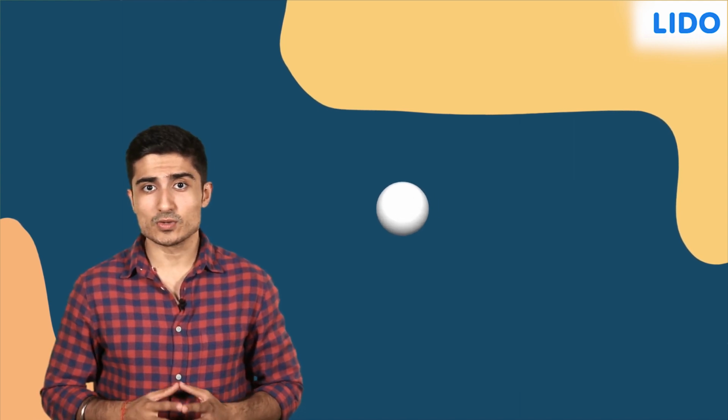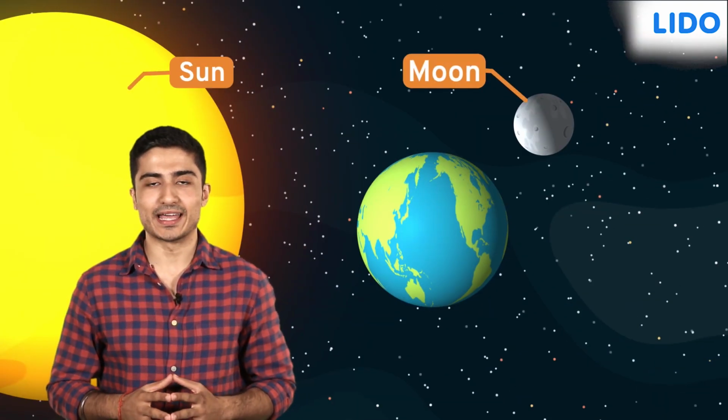As the ball comes closer to our eyes, it appears to be growing in size. And when it goes away, it seems to be getting smaller. This is because objects close to us appear larger. The same principle applies to the sun and the moon.